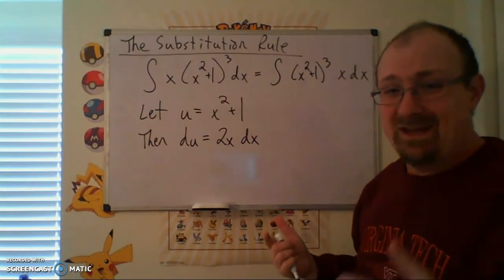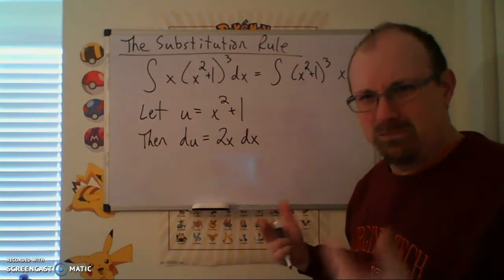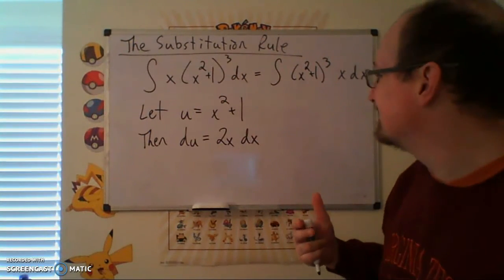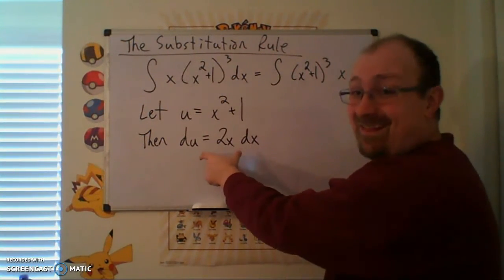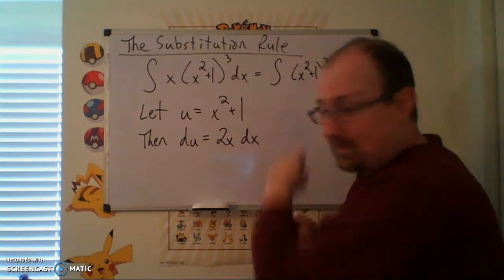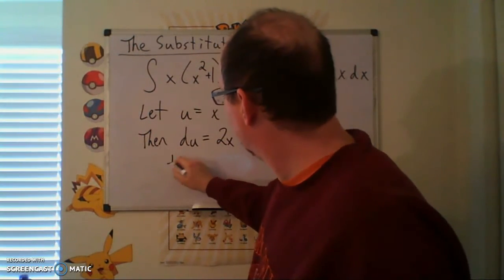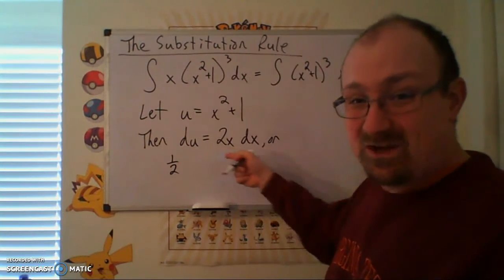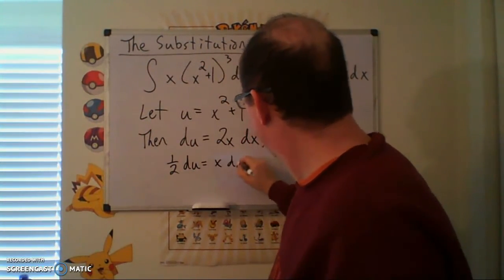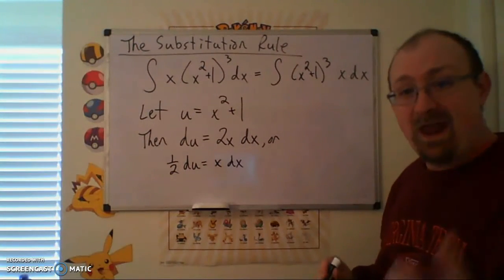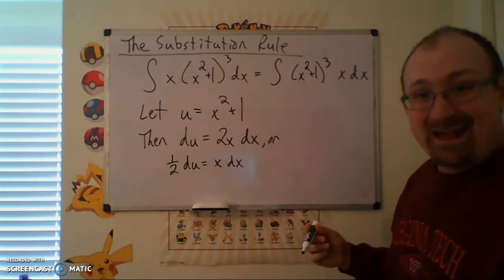There's a couple of different ways you could approach this. The way I like to do it, just keeping in line with this idea of substituting things, I'm going to rearrange this so I've got something that looks exactly like what's inside that indefinite integral up there. So if I divide both sides of this equation by 2, that gives me 1/2 du equals x dx. So now I've got exactly what I need.